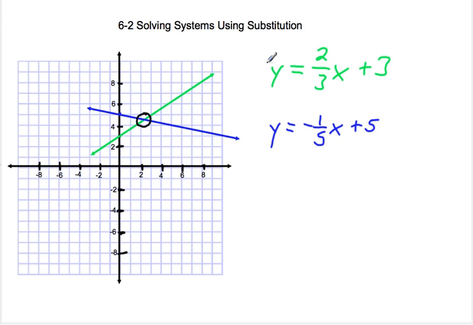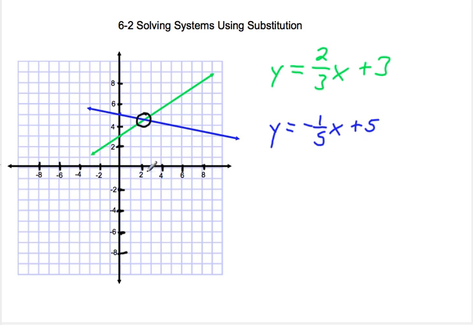Hello, in the last video we talked about solving systems of equations using graphing. As you can see here, I've set up a system and I've graphed them. So I have a green equation here, blue equation here. I've circled the intersection, which is the solution.